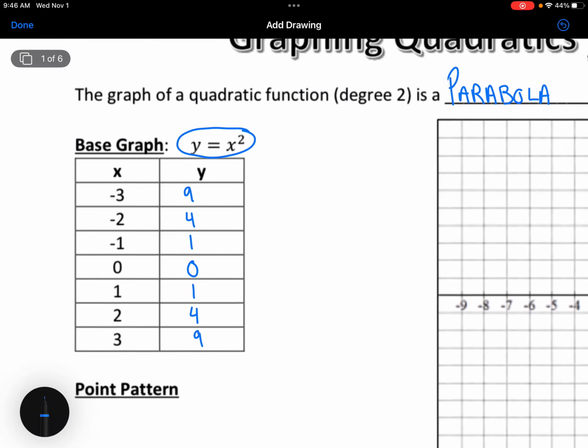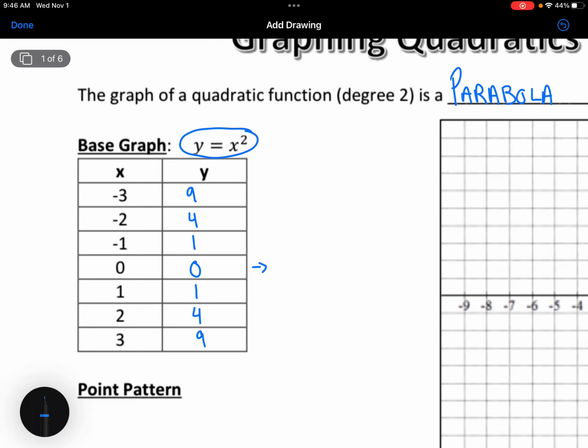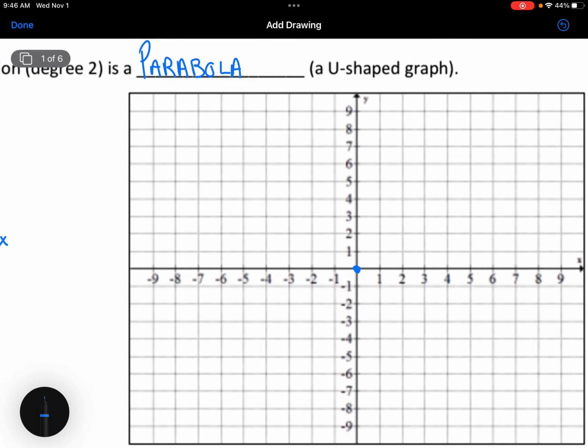That's a super important point, and you're going to need to know that. So the vertex of this graph is right there. It's 0, 0. We're going to be moving the vertex and then graphing using what's called a point pattern. If we go over 1, we go up 1. Now from that point, we're going to go over 1 and up 3. From that point, we're going to go over 1 and up 5.